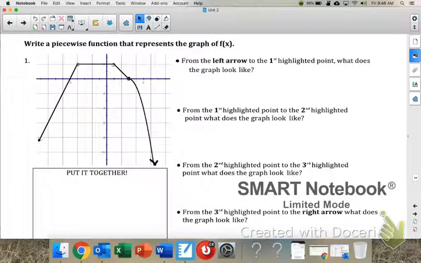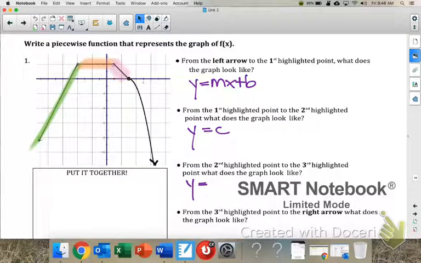First is that I see on the left-hand side this being a linear function. This is like a y equals mx plus b. We're going to write that equation. This second section is just a horizontal line. That one will be very easy to write. The third section is another y equals mx plus b line.